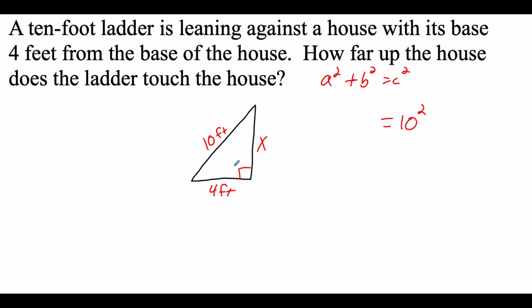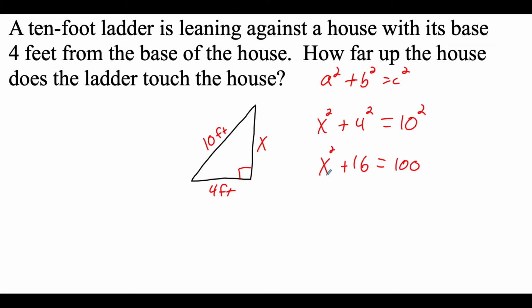Now, as far as the left-hand side goes, it doesn't really matter which side is a and which side is b. So I'm going to use x for a. So I'm going to go x squared plus, I'm going to use the 4 for the b value, so 4 squared. Now, if we look at what's going on in here, 4 squared is 16. So we've got x squared plus 16, and on the right-hand side, 10 squared is 100.